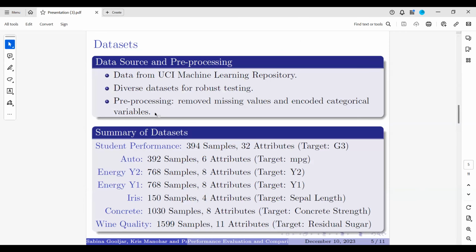For this, we sourced data sets from the UCI machine learning repository, and we used diverse data sets. Pre-processing we kept pretty simple: we just removed the missing values and encoded the categorical variables. We used 7 data sets of varying sizes and data types, including continuous, ordinal, and categorical variables.